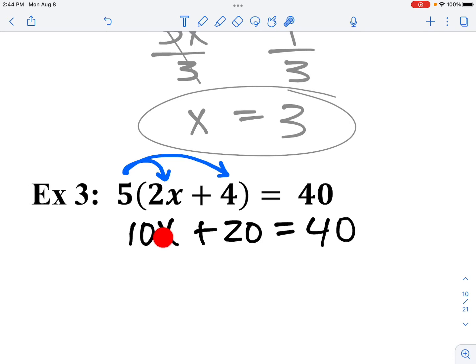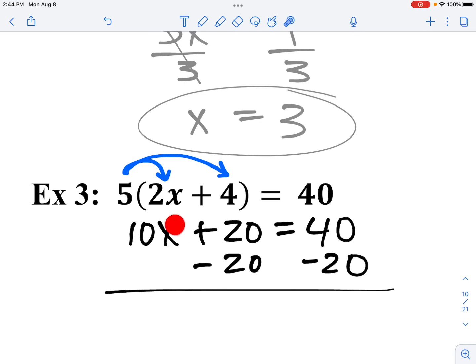Now here's my x. And it's being multiplied by 10 and adding 20. The simplest thing to do first would be to get rid of this 20, this whole number that's all by itself that doesn't have an x with it. The opposite of plus 20 is minus 20. So I'm going to do that to both sides. Why did I not do it over here? Because this is all the same side of the equation. Here's my equal bar. I'm going to subtract 20, which is going to combine with this number.